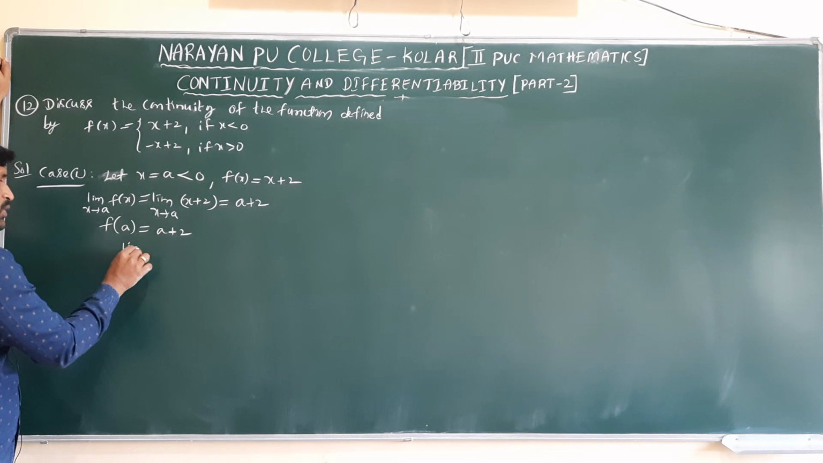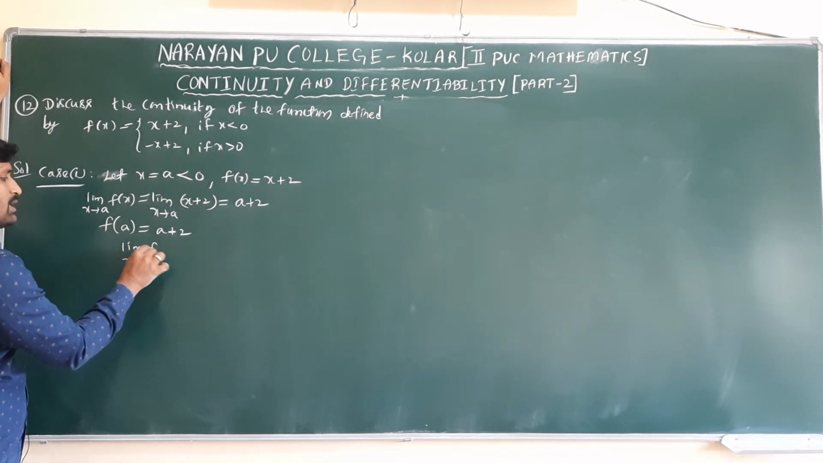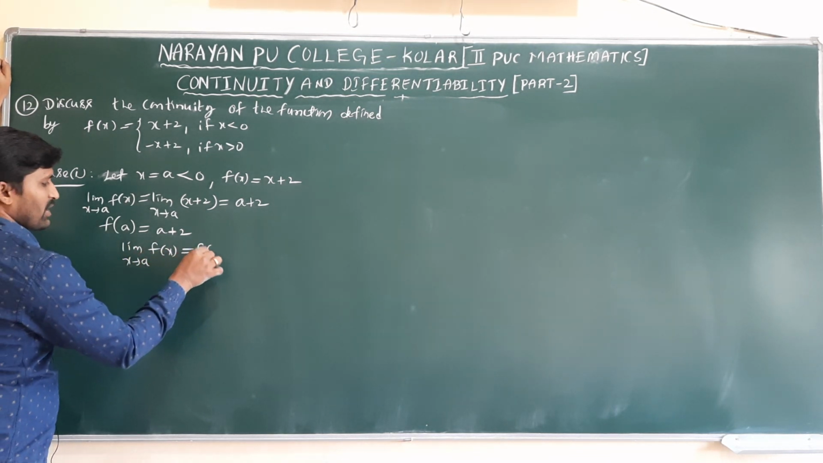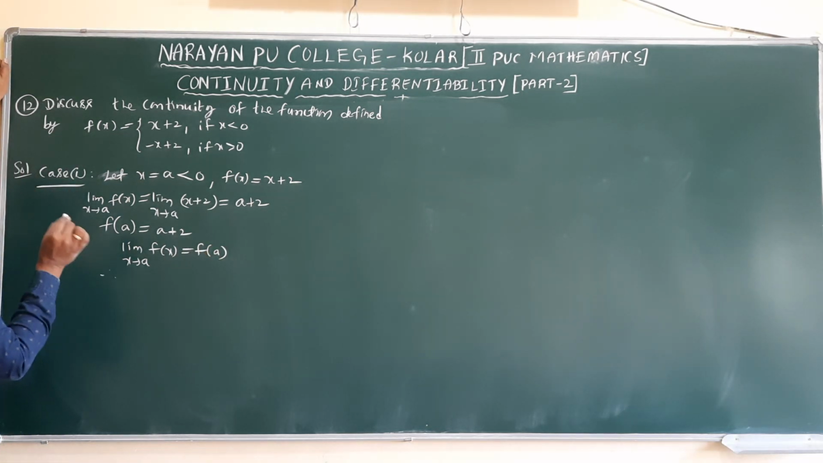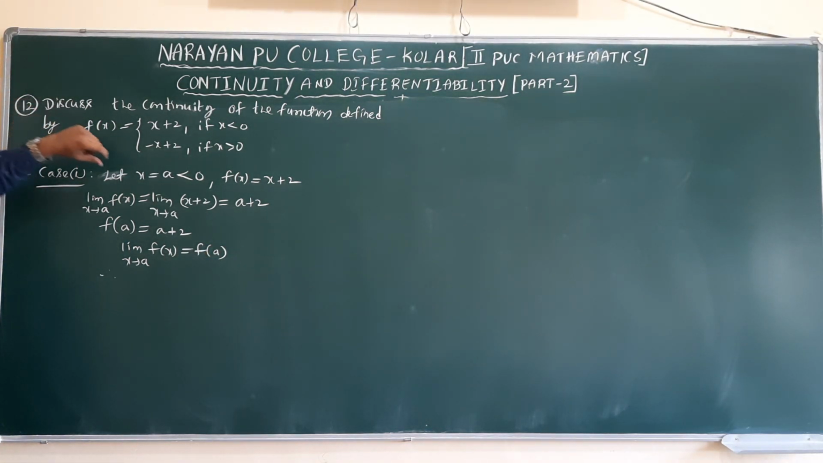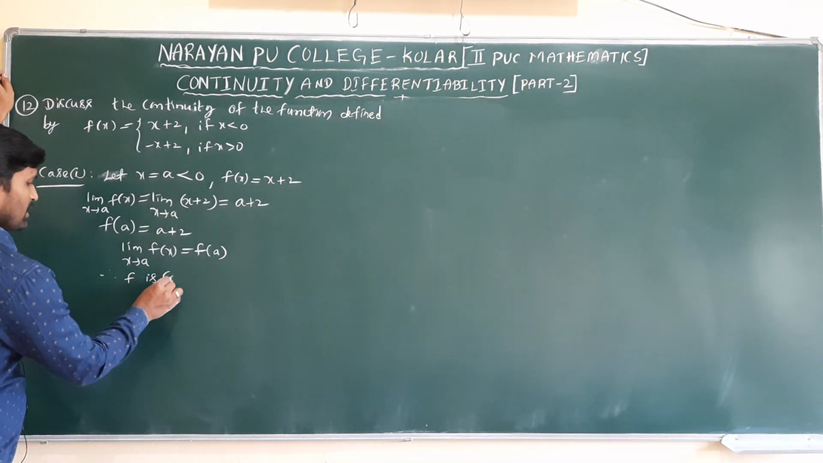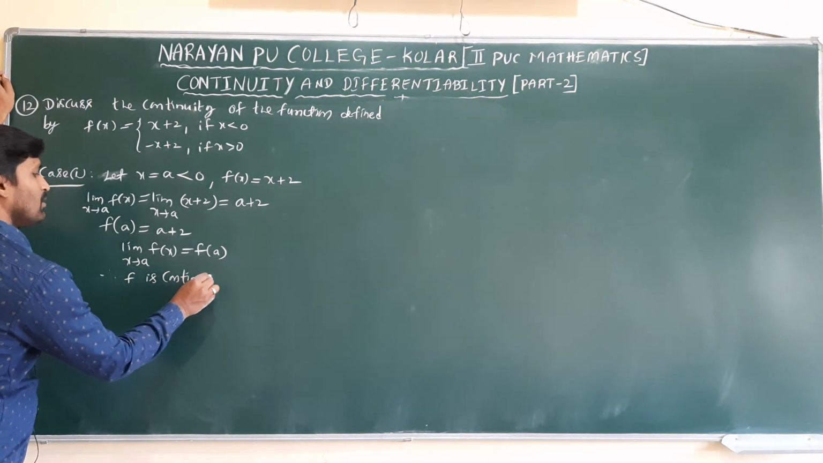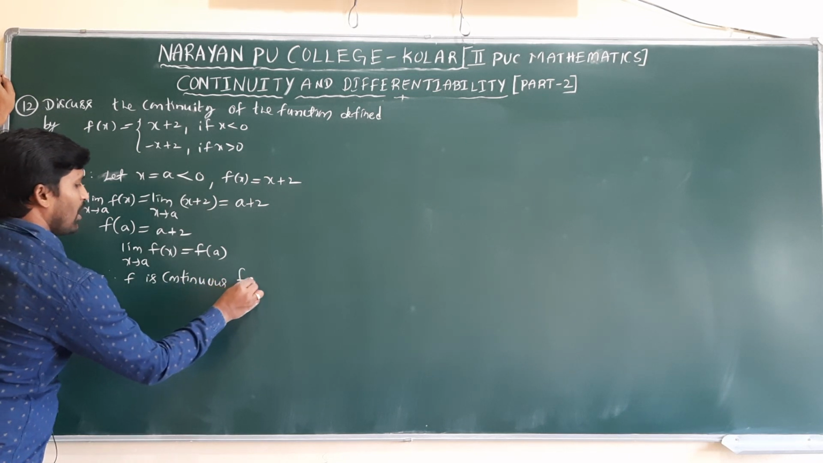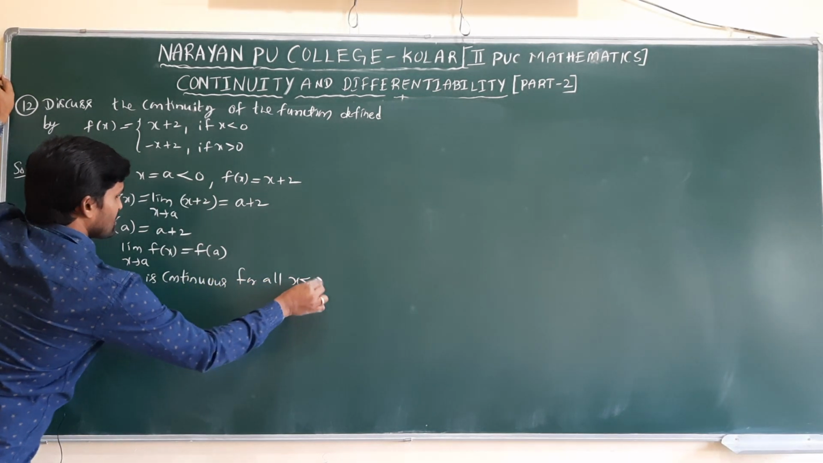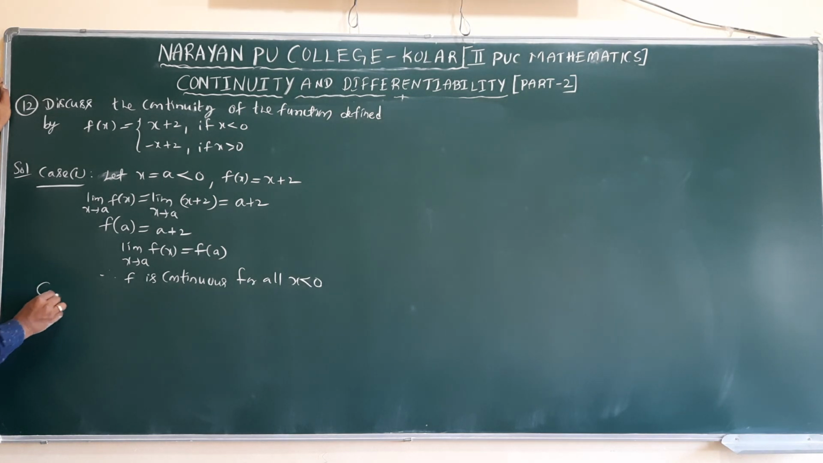Now the limit value and function value are both equal. So the limit as x tends to a of f(x) is equal to f(a). This condition is satisfied for all values of x less than 0. Therefore, f is continuous for all x less than 0. Next, case 2.